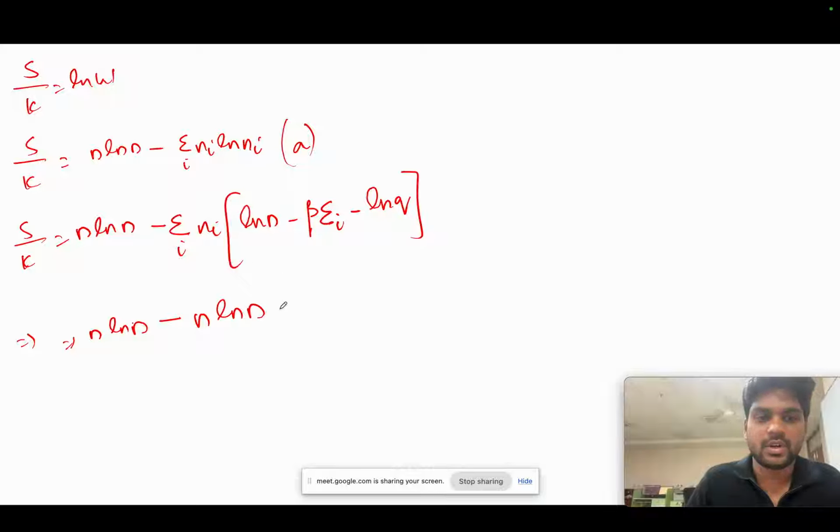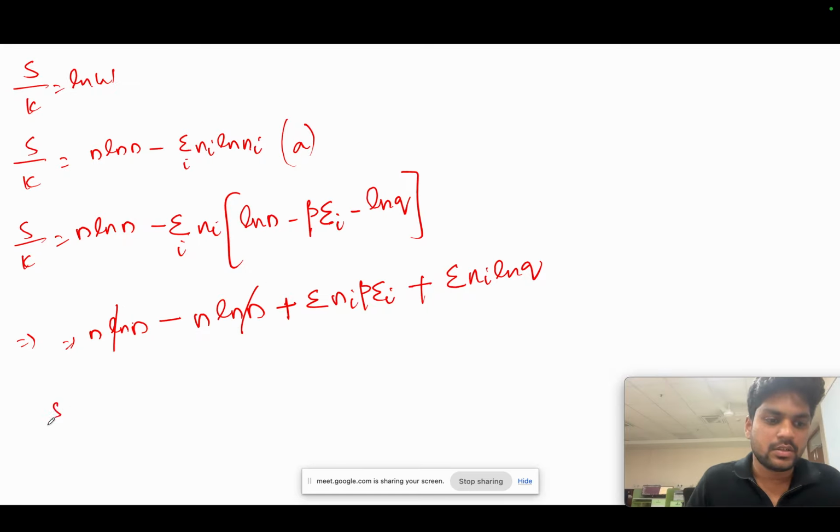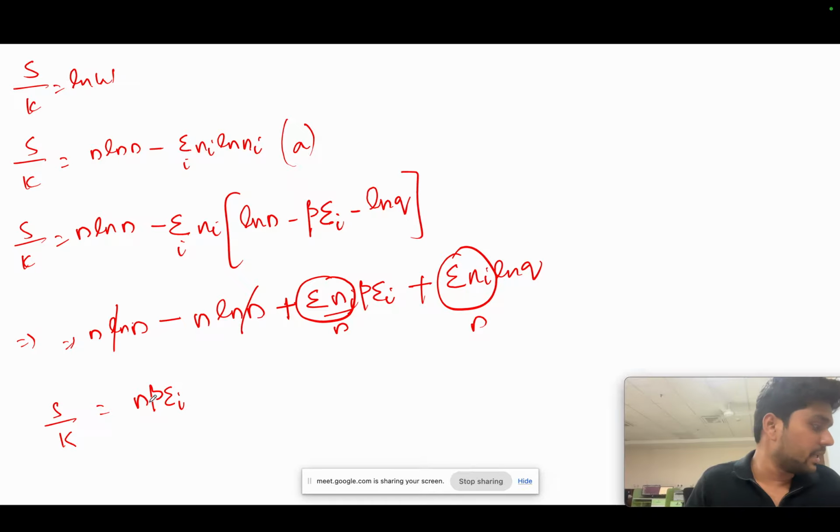Then again we have sigma Ni beta epsilon i, where minus minus gives plus, so we get this plus sigma Ni ln Q. So this will get cancelled. Now we have the equation, this is counted as N, and here also we are writing this as N.